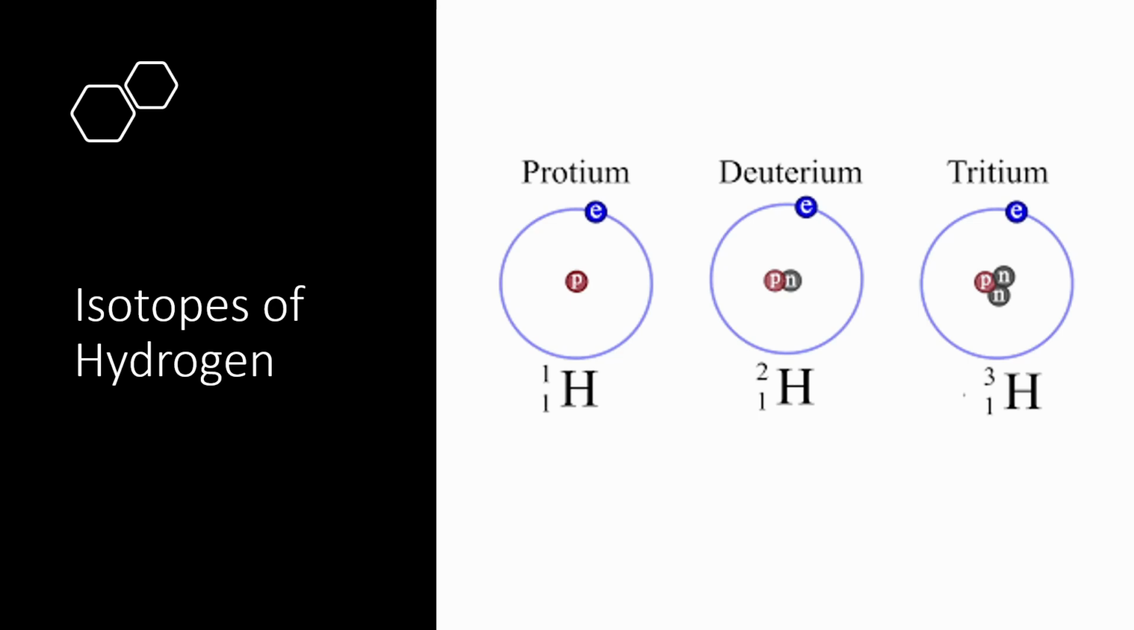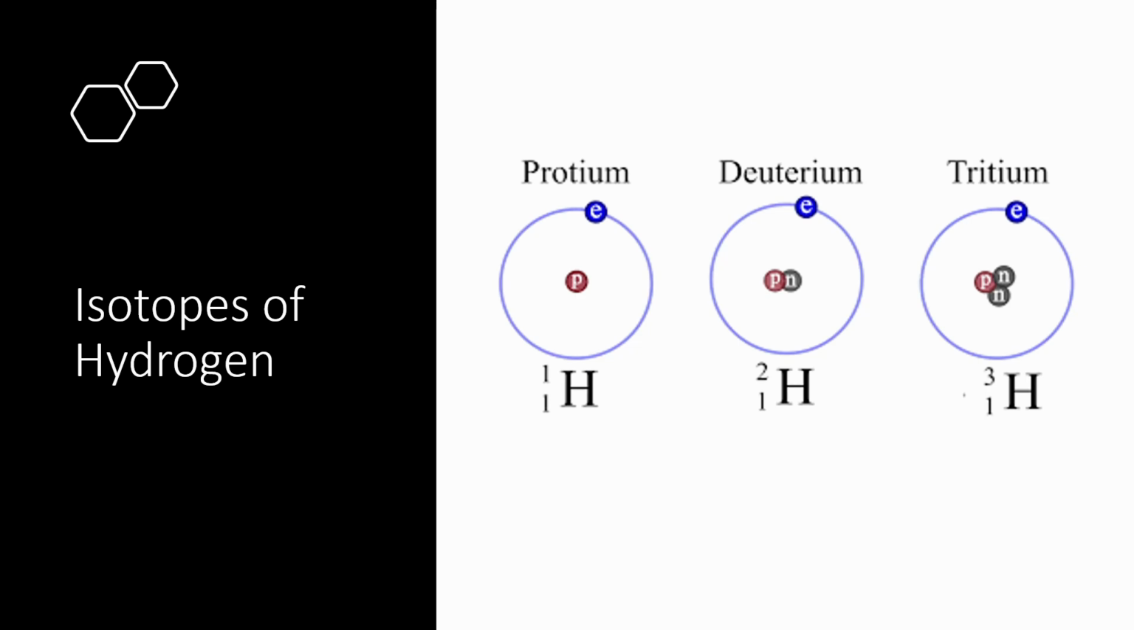So we have on the screen the isotopes of hydrogen. Hydrogen usually is protium, deuterium, and tritium. Protium actually doesn't have any neutrons at all. It only has one proton. For our deuterium, it has one proton and one neutron. And for our tritium, it has two neutrons and one proton.